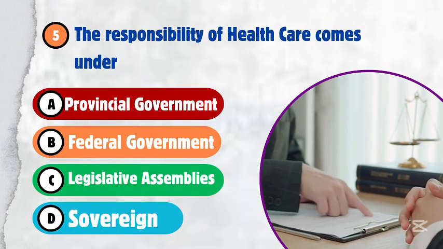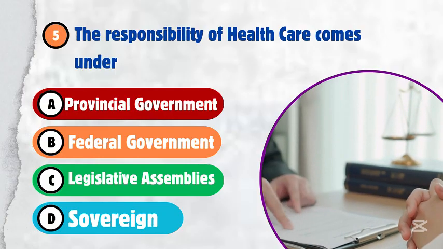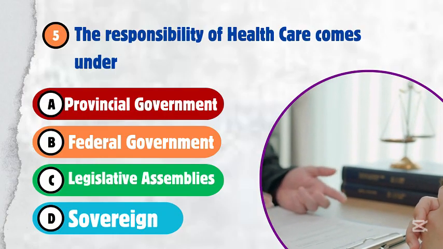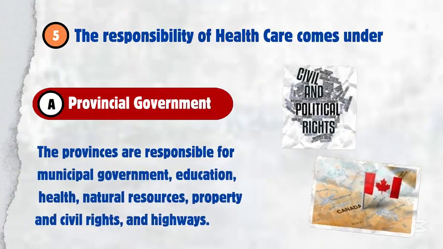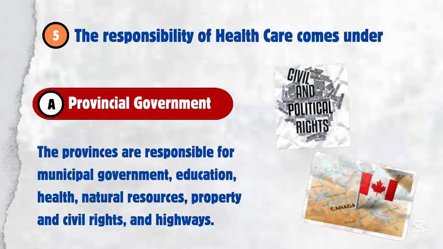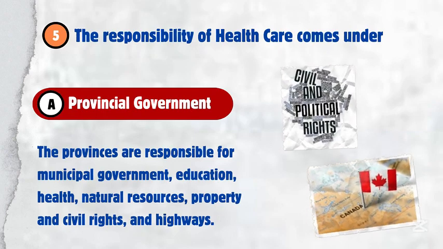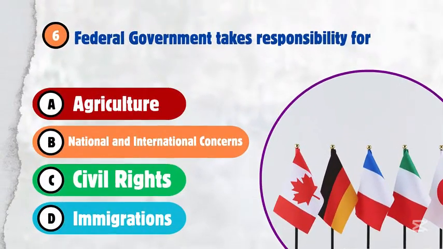5. The responsibility of health care comes under A. Provincial government, B. Federal government, C. Legislative assemblies, D. Sovereign. Answer: A. Provincial government. The provinces are responsible for municipal government, education, health, natural resources, property and civil rights, and highways.